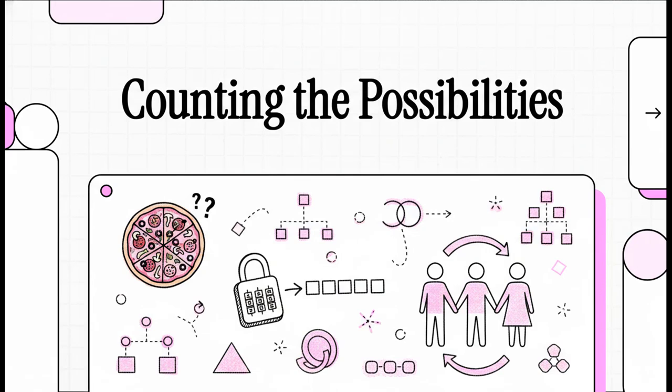Have you ever stopped to think about the math behind, say, choosing your pizza toppings, or setting a password, or even just trying to arrange your friends for a group photo? Well, it all comes down to this one really cool idea: combinatorics. And believe it or not, it's not some scary abstract math concept. It's the secret logic behind counting all the possibilities in our world. So let's break down how it works.